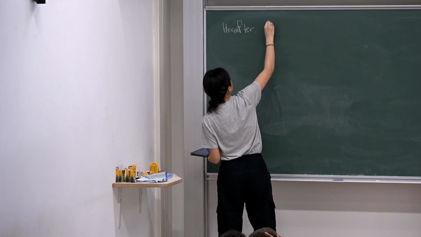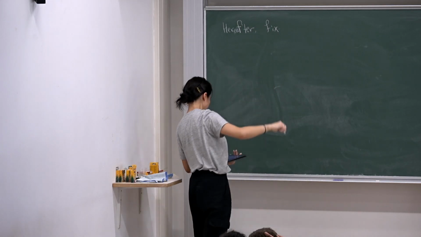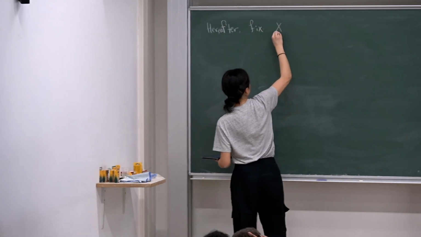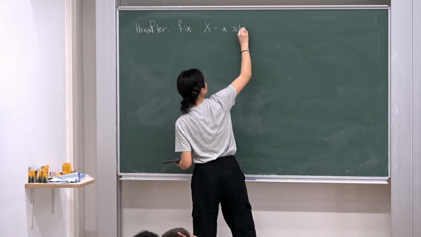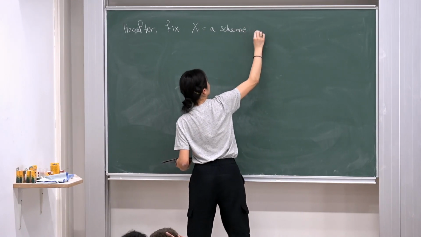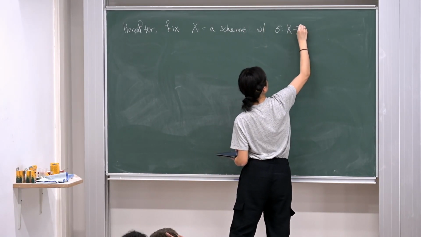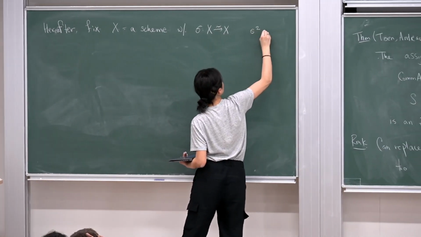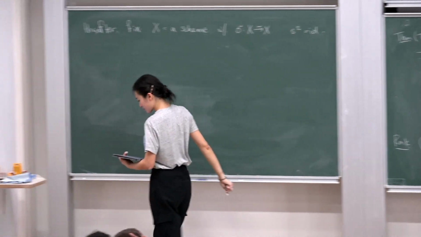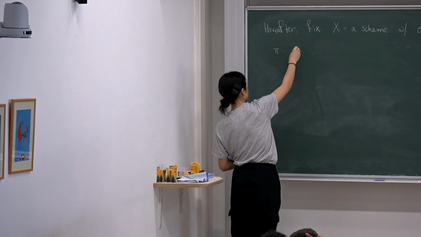Thereafter, let me fix X, a scheme with an involution. So in other words, some automorphism of order 2. And I want to fix a good quotient.